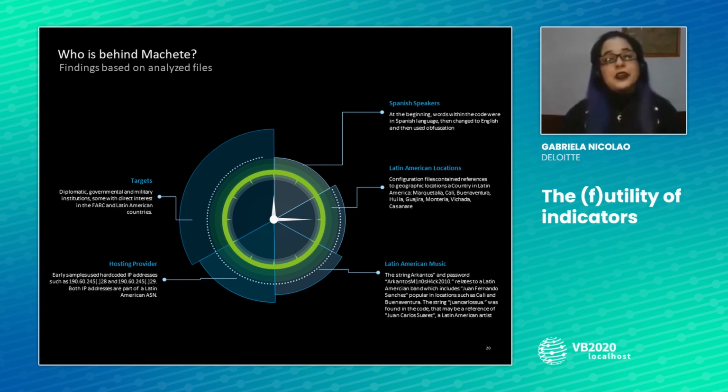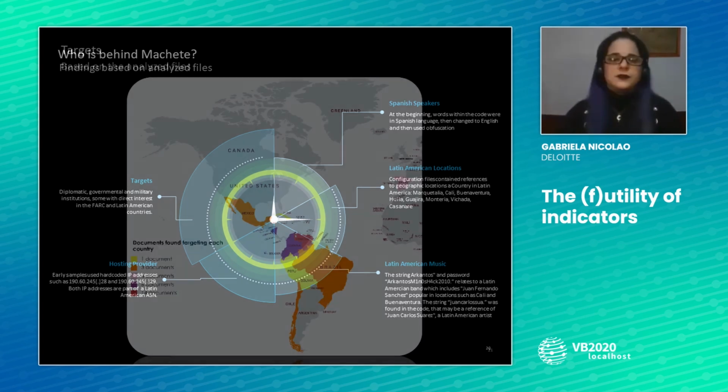In addition, before using a DNS service provider, in 2011, we could observe a couple of IPs that belong to a Latin American hosting provider. And finally, the target institutions included diplomatic, governmental, and military entities, and some of the decoy documents mentioned dissident Latin American groups and Latin American countries.